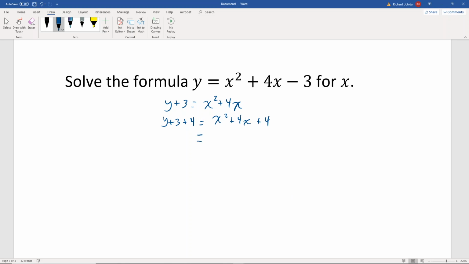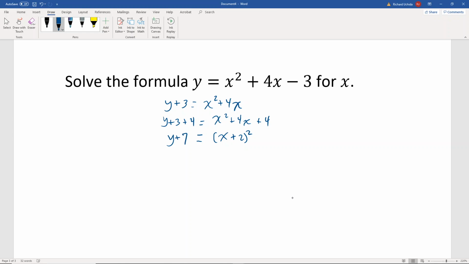Now the reason why we did that is that what's on the right side, the x squared plus 4x plus 4, is a perfect square trinomial because it factors to x plus 2 times x plus 2, or the same thing as x plus 2 squared. Now on the left hand side we had y plus 3 plus 4. Combining our like terms, the 3 plus 4 gives us y plus 7.